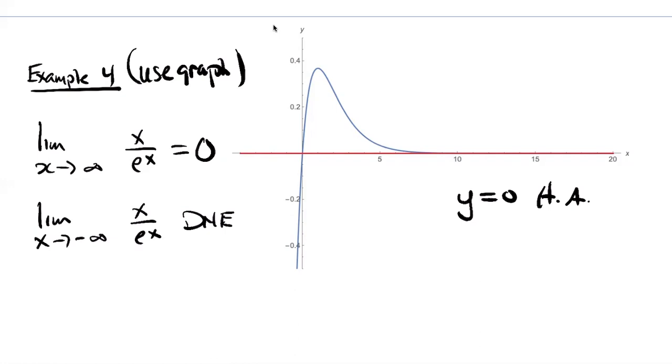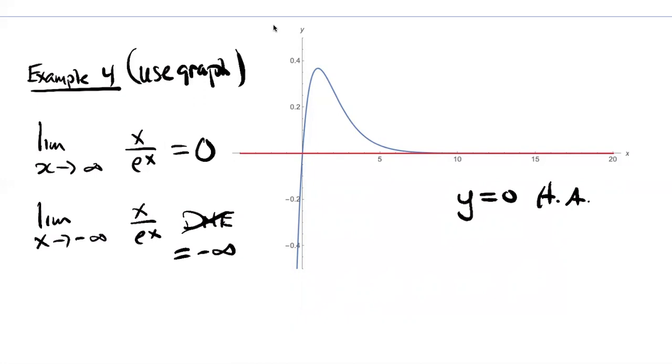As x goes to minus infinity, the y coordinates on this graph, x over e to the x, are just becoming more and more negative. So if you want, you could be more precise here. You could write that this limit is negative infinity. That's just a more precise way of saying it doesn't exist.